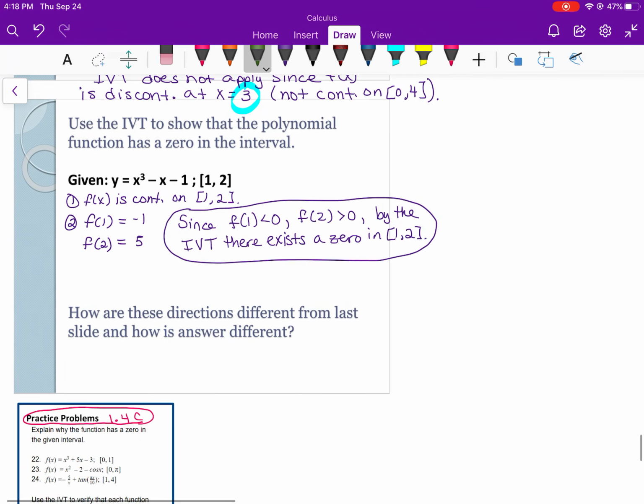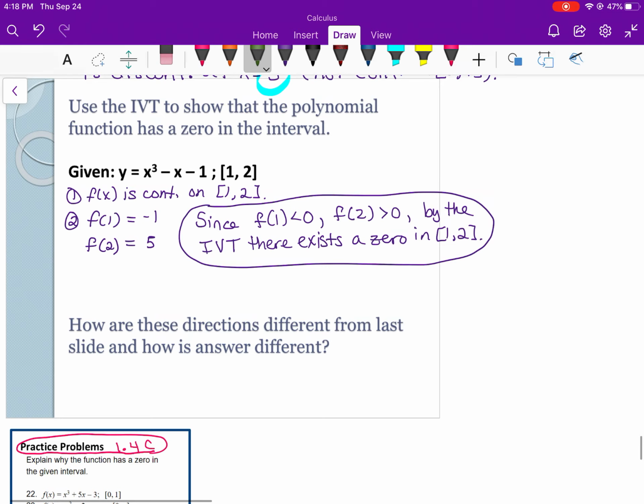So I still have to say I have the continuity piece. I still find f of 1 and f of 2, so find your function values at your endpoints. And then you're going to say, since one of them's negative and one of them's positive, I have a 0 in that interval 1 to 2.